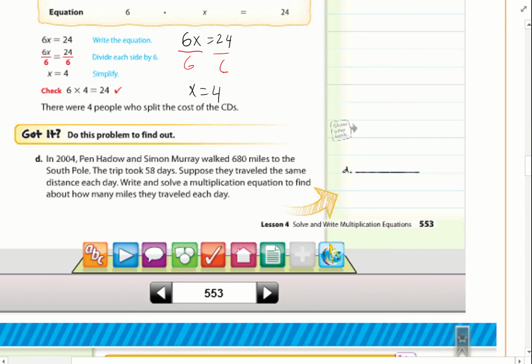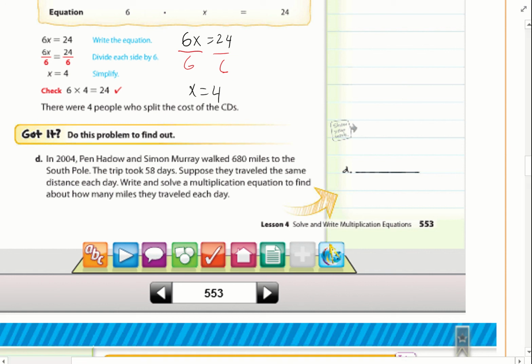So go ahead, and it says D. In 2004, Ben, Hadow, and Simon Murray walked 680 miles to the South Pole. The trip took 58 days. Suppose they traveled the same distance each day. Write and solve a multiplication equation to find out about how many miles they traveled each day. So go ahead and try D.